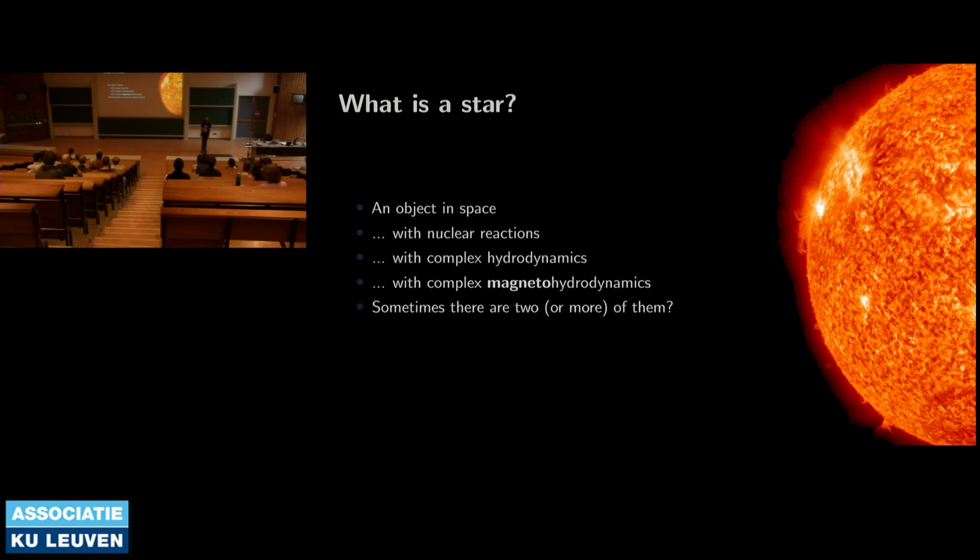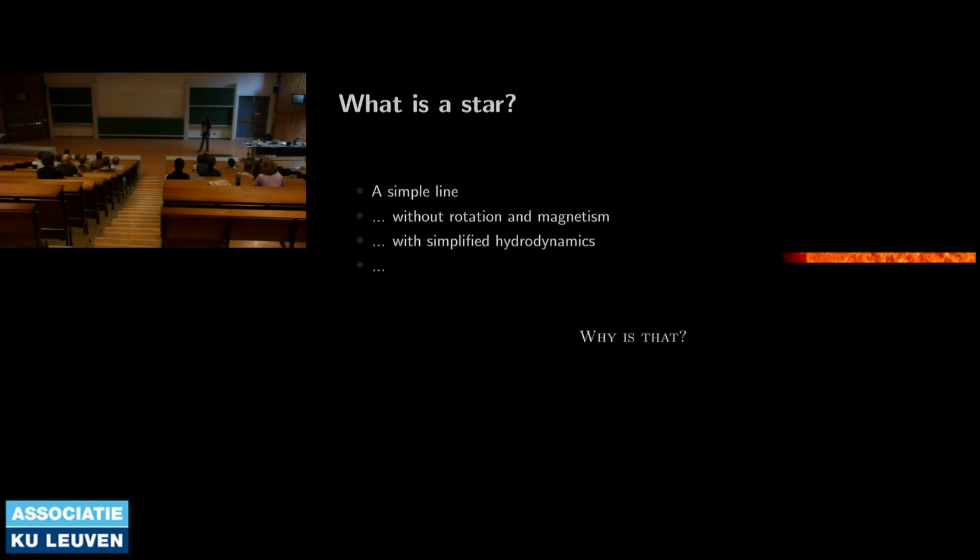You might think of a star as an object in space. It has nuclear reactions going on inside it. It has all sorts of hydrodynamic, magnetohydrodynamic things going on. There might be multiple of them together. It might have a funny shape, deformed by rotation, etc. However, when I look at the star in my computer, it does not look like this. It looks like this. It is a simple line without any rotation or magnetism. It may have some simplified hydrodynamics. And you might be wondering, why is that?